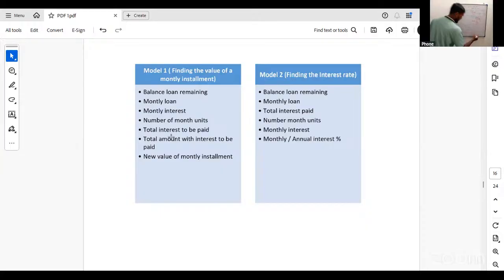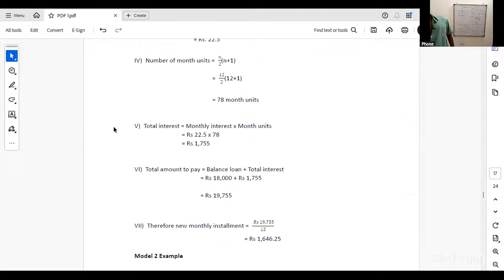How much is it? 18,000 rupees plus this total interest, which is 1,755. Here you get the answer as 19,755, and this is the total amount that he has to pay with the interest. That means this one plus this one: the balance loan plus the total interest.